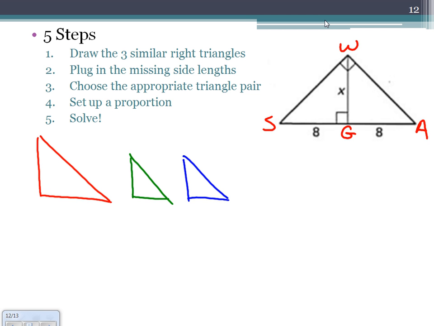Now, what's my right angle for the red one? Raise your hands, please. What's my right angle for the red one, Jason? W. Very good. Now, in this case, it really doesn't matter which way we choose for my other 2 points. Nicole, what's your top point? A, and what's your other one? S. It doesn't really matter. You can switch those up. Okay.